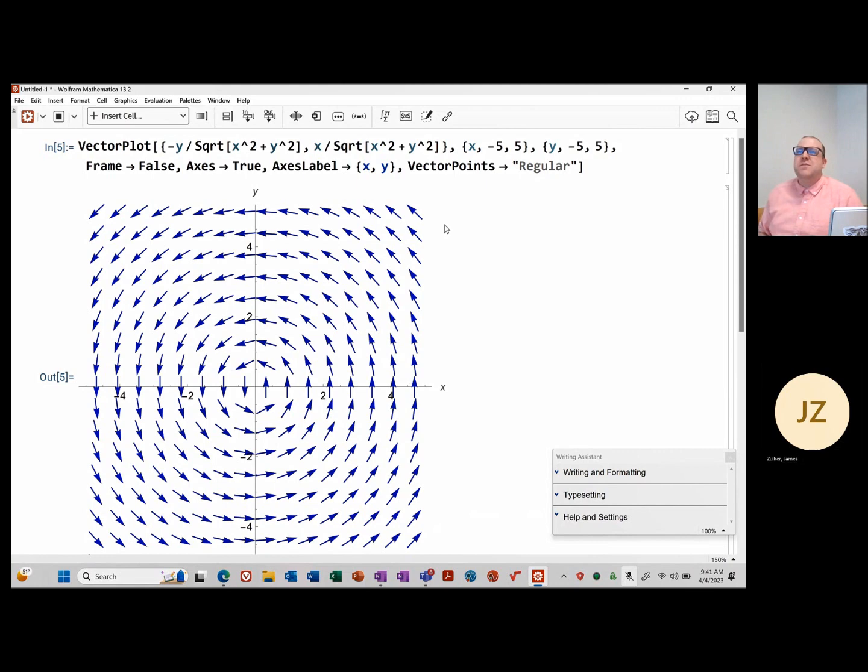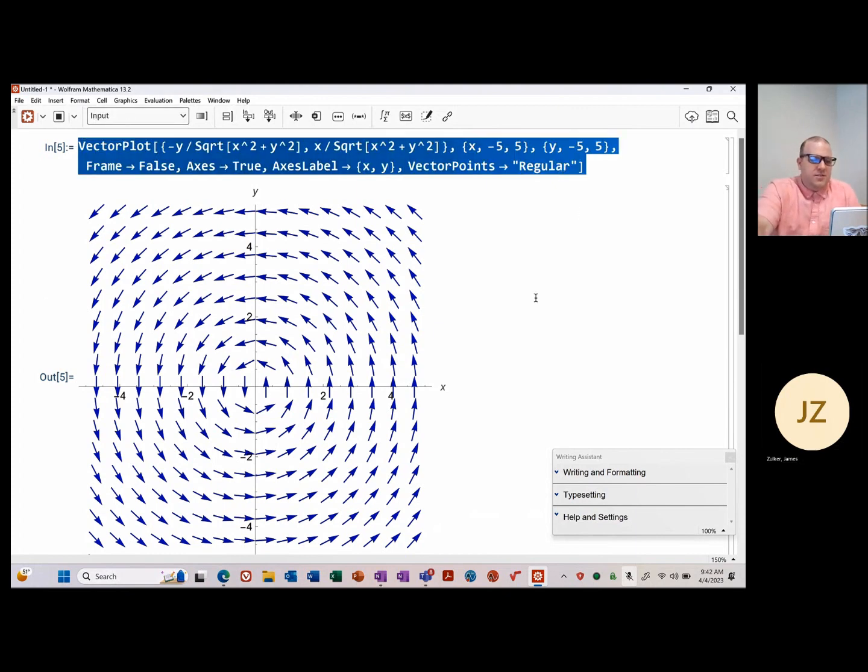All right, so this is why it's called a spin field. Spinning. However, we were asked to plot it on the circle x squared plus y squared equals 4. I'm going to leave this.